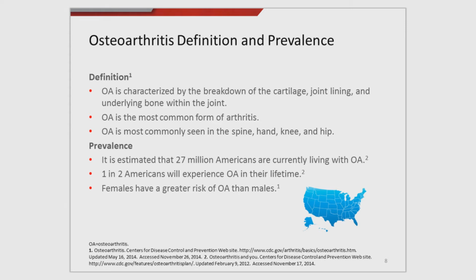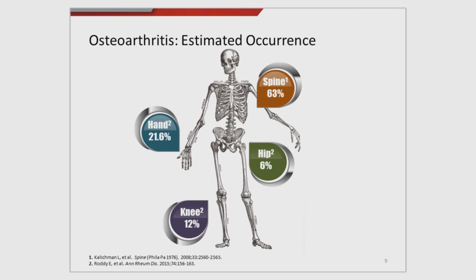in developing this disease. This slide depicts the prevalence or location of osteoarthritis in the body, where the spine is the predominant area involved, followed by the hand, the knee, and then the hip.